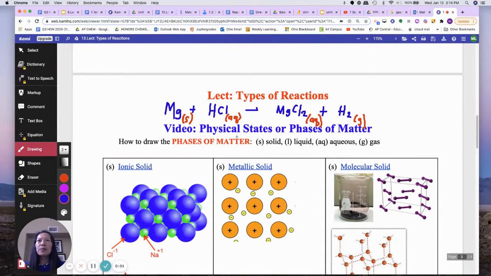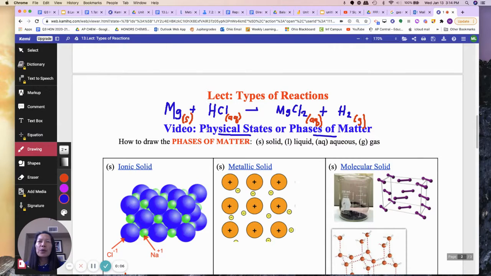In this lesson, you will be learning the physical states or phases of matter. They are S for solid, L for liquid, AQ for aqueous, and G for gas. If you're given a chemical reaction or chemical equation that looks like this, magnesium is a metal.